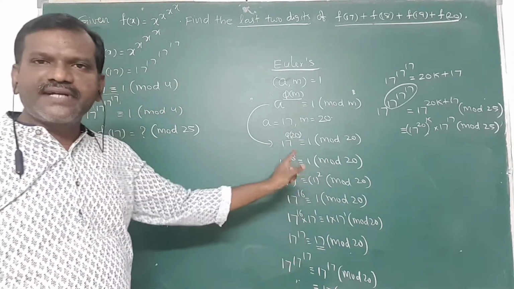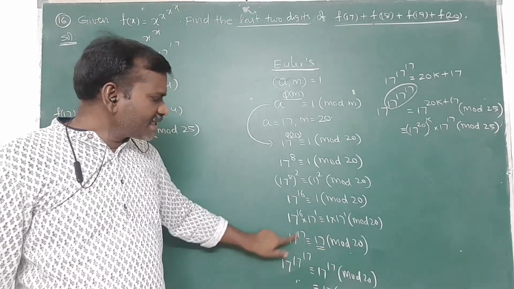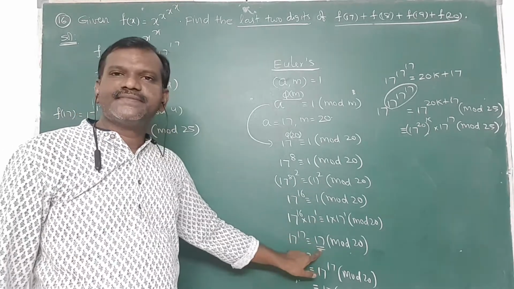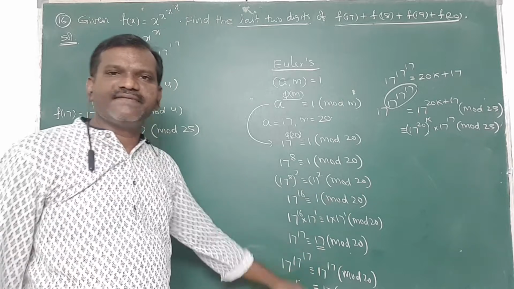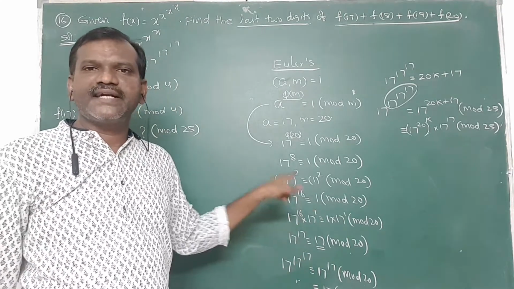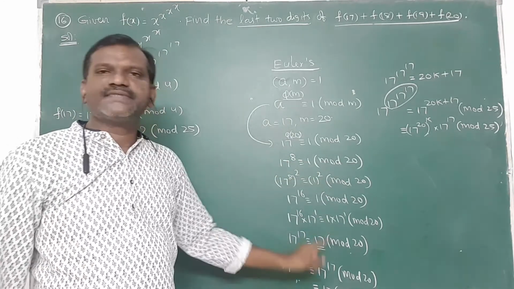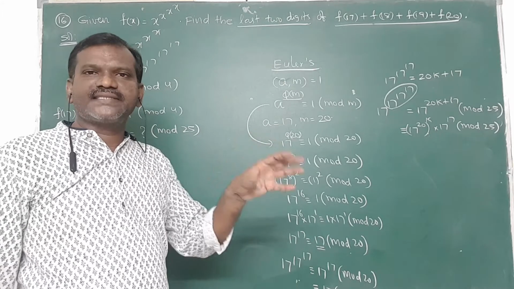Why I took 20 here, I will give some explanation. I am getting 17 power 17 value is equal to 17. So 17 power 17 will be reduced to 17. So that's why I took 20 here. If you take other values, then you can't get this type of simplification here. That's why that selection is important.